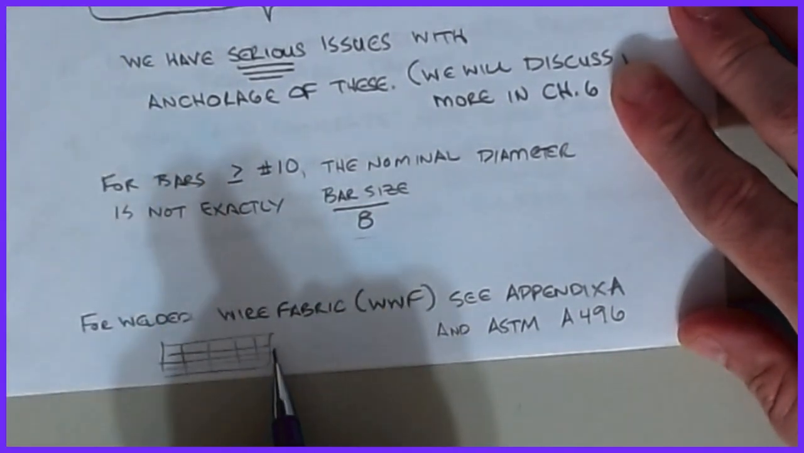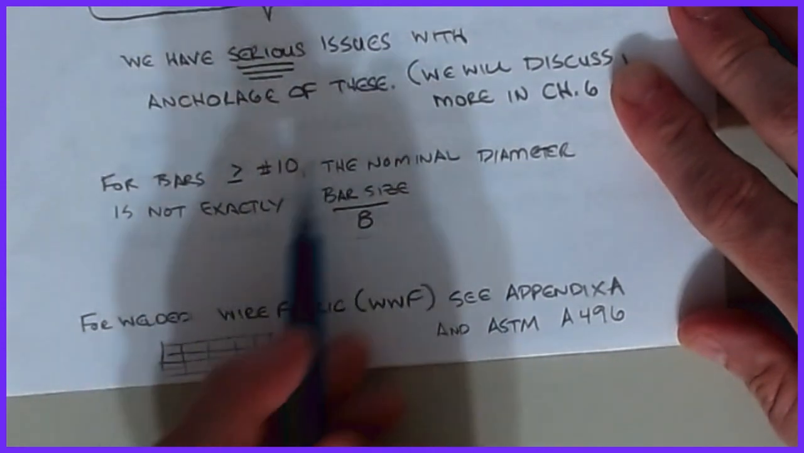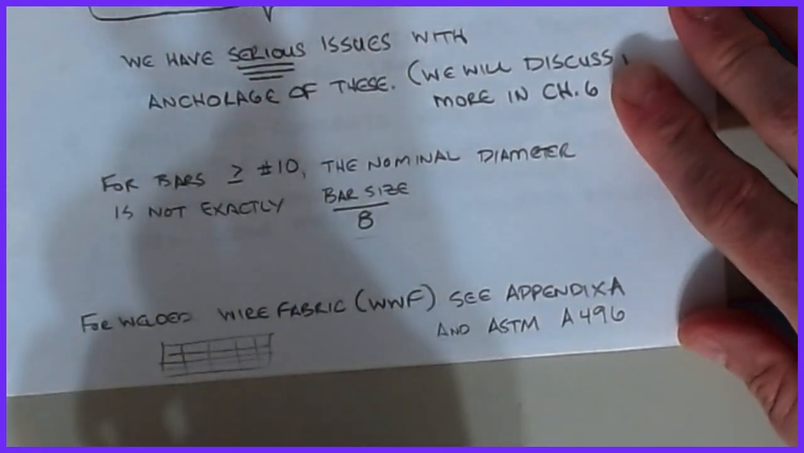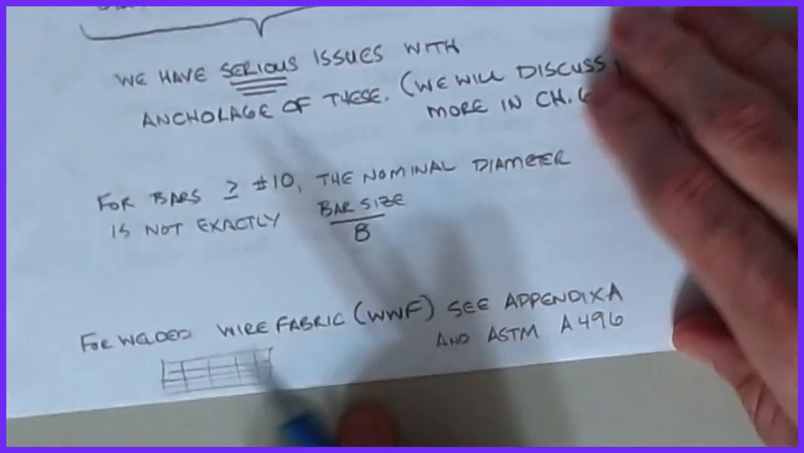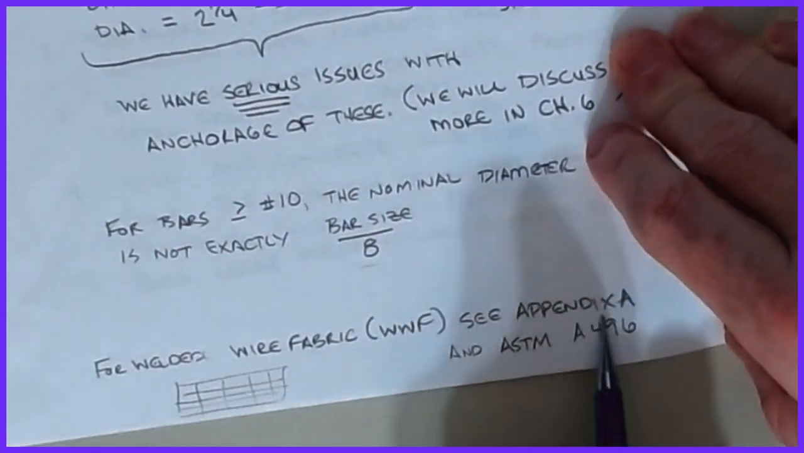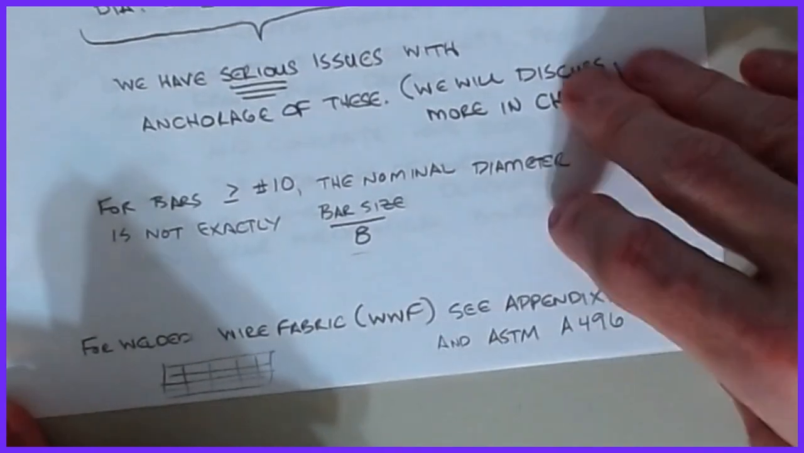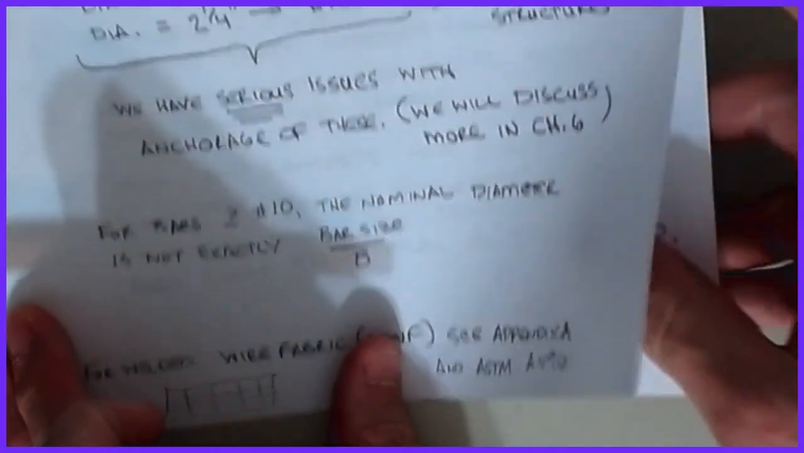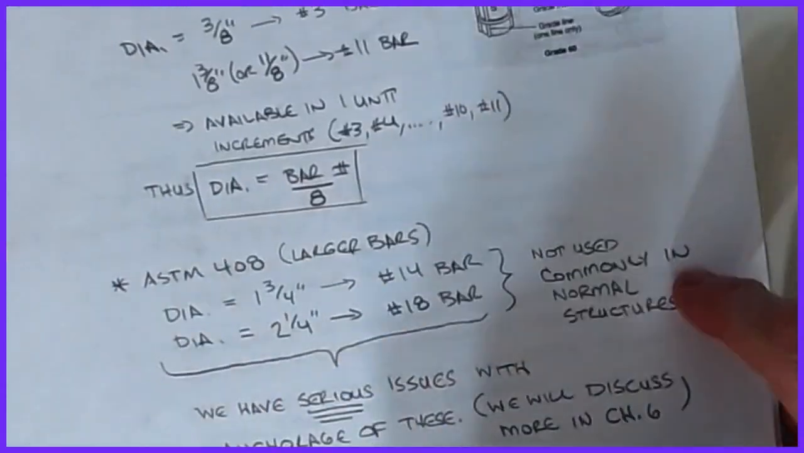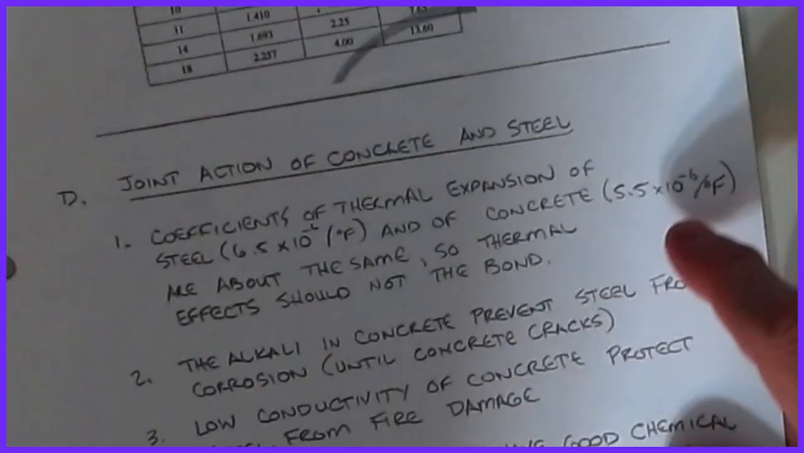The problem is that the bar sizes are much, much smaller than the number 3s. They're very, very tiny wires, okay, and then there are specific spacings and those kinds of things. But a lot of that is covered in Appendix A of the ACI code, and then ASTM A496 is the governing spec for welded wire fabric. Very useful, but again, kind of beyond the scope of what we're going to be doing here.